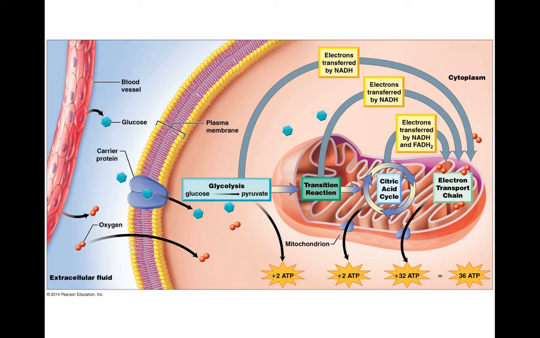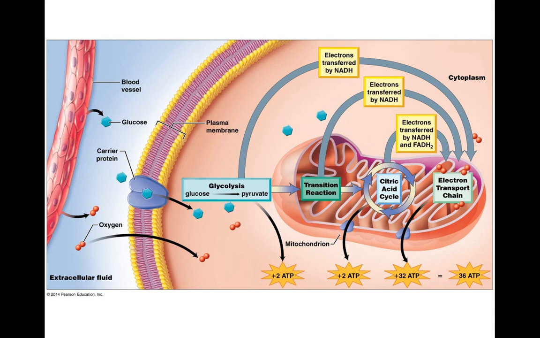Now pyruvate then goes into the matrix of the mitochondrion. Remember, it's the powerhouse of the cell, and here's why. It does a transition reaction, and then from there it goes into the citric acid cycle, where all of the carbons of the 6-carbon molecule, which is now 2 3-carbon molecules, are removed and exhaled, if you will, as carbon dioxide. Also, all of the hydrogens and oxygens are pulled off of this molecule, because remember, glucose is C6H12O6. So we have 6 carbons, 12 hydrogens, and 6 oxygens.